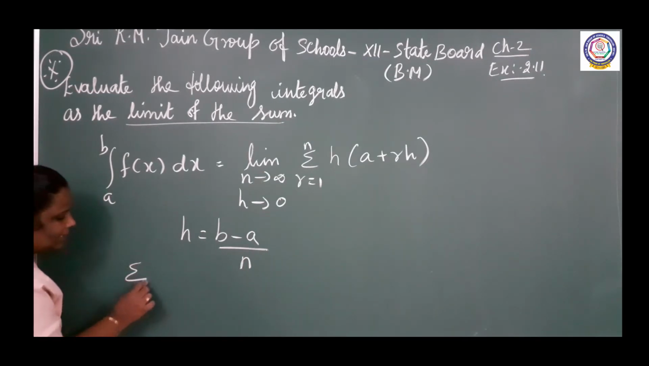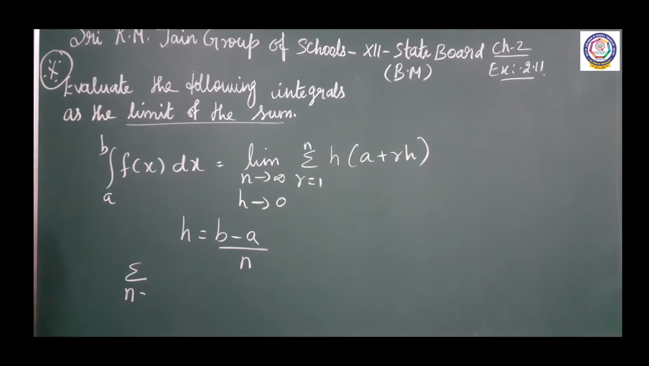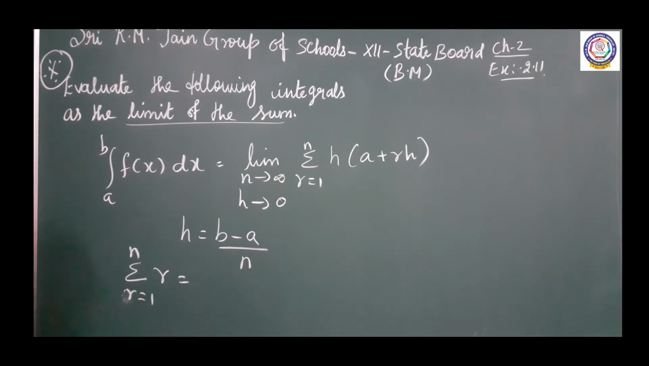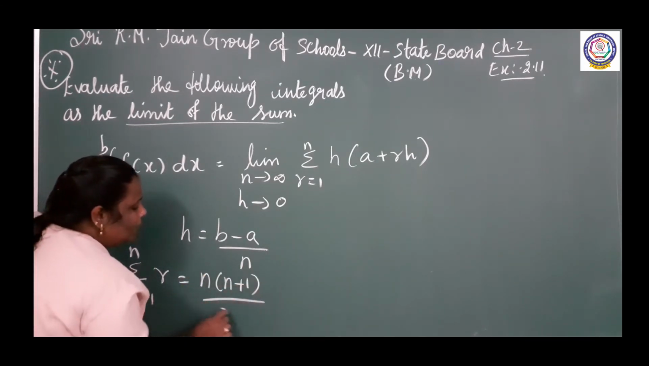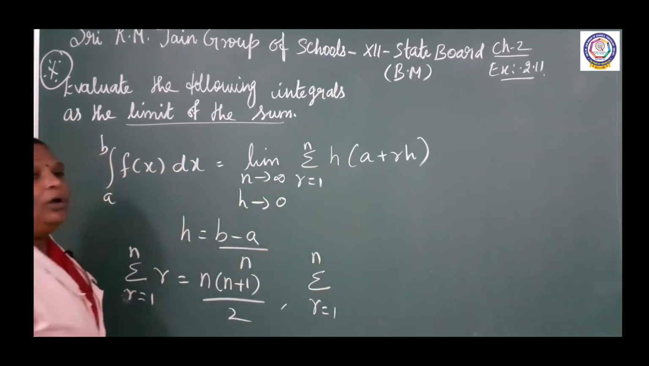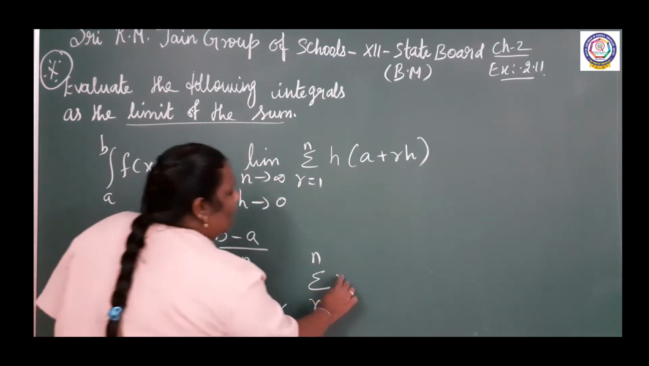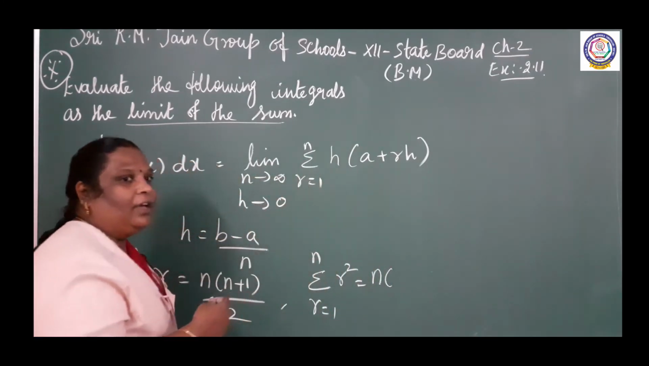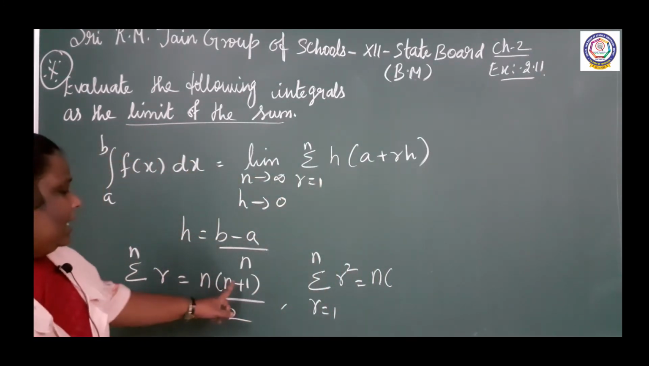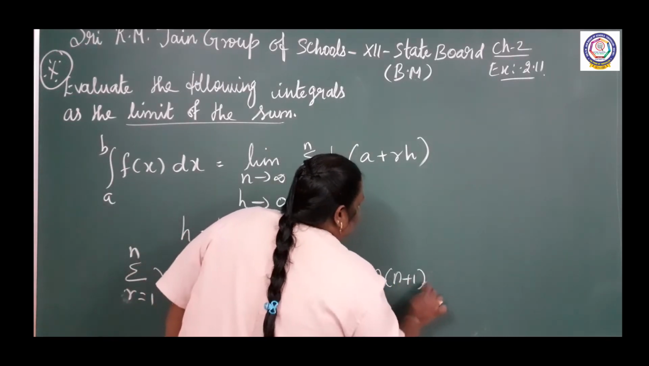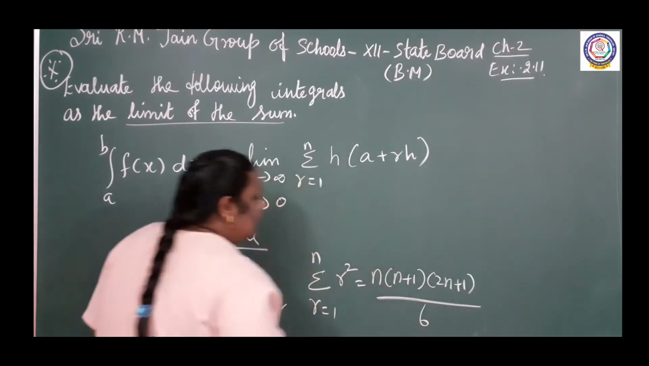In case the sum comes like sigma r equal to 1 to n of r, you can substitute n into n plus 1 by 2. If it comes like sigma r equal to 1 to n of r square, you know the natural number formulas you studied in the 10th standard. 1 plus 2 plus 3 up to n means n into n plus 1 by 2. 1 square plus 2 square plus 3 square up to n square is n into n plus 1 into 2n plus 1 by 6.